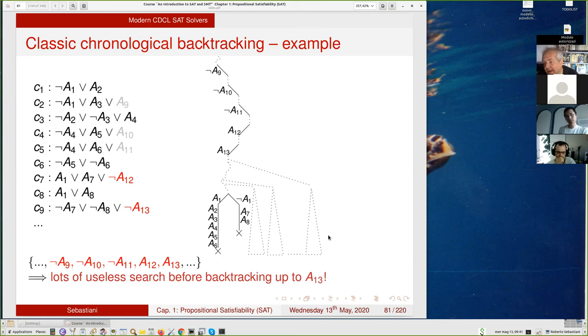Is everything clear? Yeah, just a question. In that dashed line.